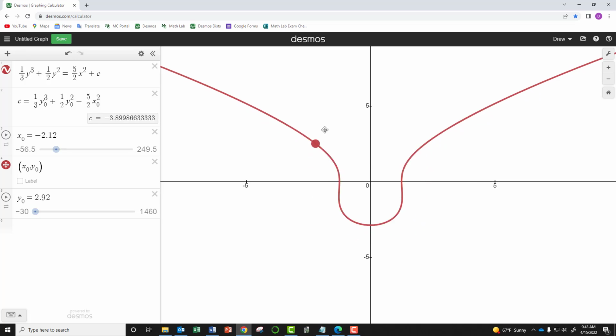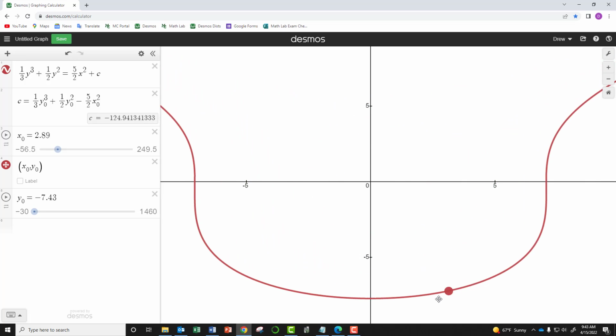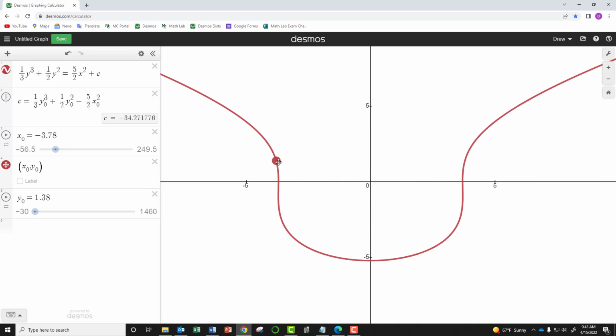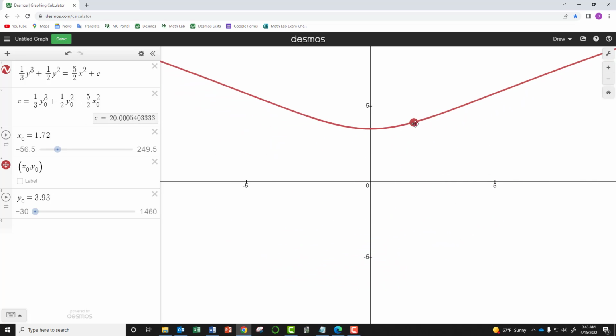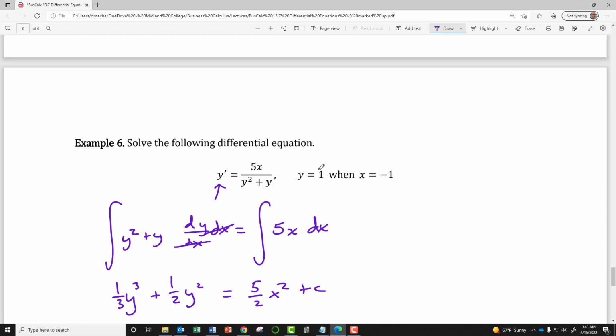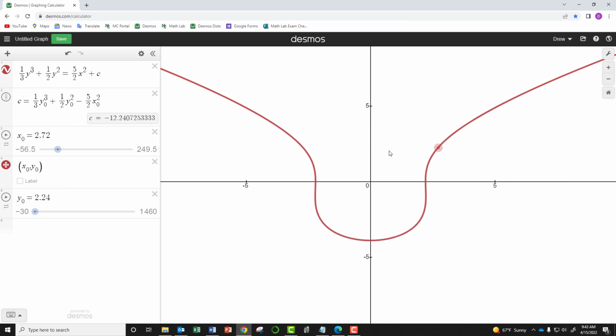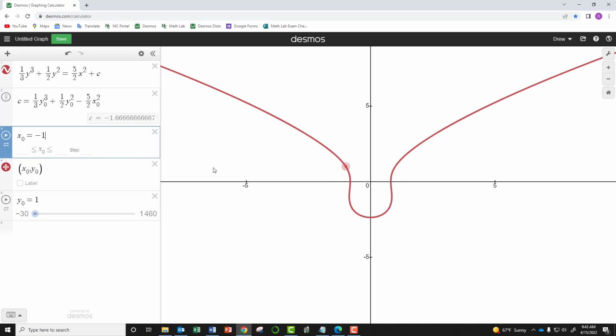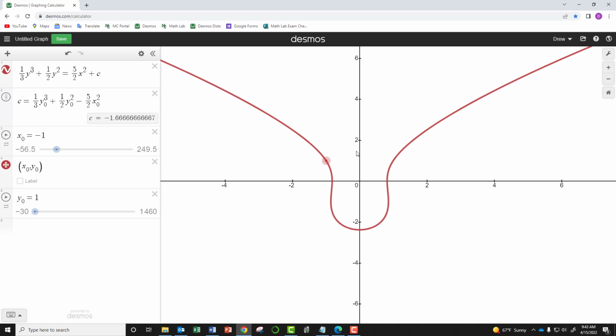So again, dragging around this dot changes my initial values for x and y, and you can see I have different solutions to my differential equation depending on my choice there. In my actual example, I said let's let y equal 1 when x is equal to -1. So if I let y naught be 1 and x naught be -1, that's the particular solution that I'm looking for in this example 6.